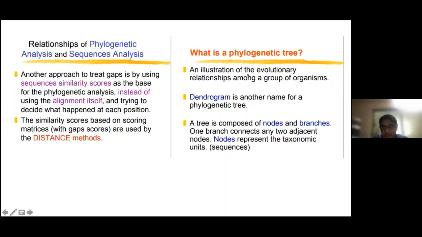So a phylogenetic tree is an illustration of the evolutionary relationship among groups of organisms. We also call it a dendrogram. A tree is composed of nodes and branches, and the nodes represent the taxonomic units.